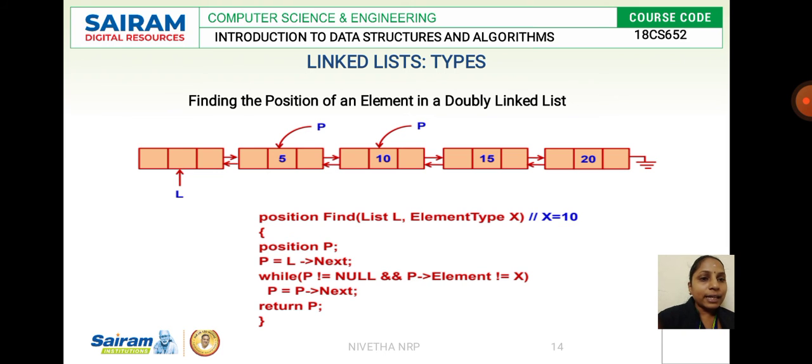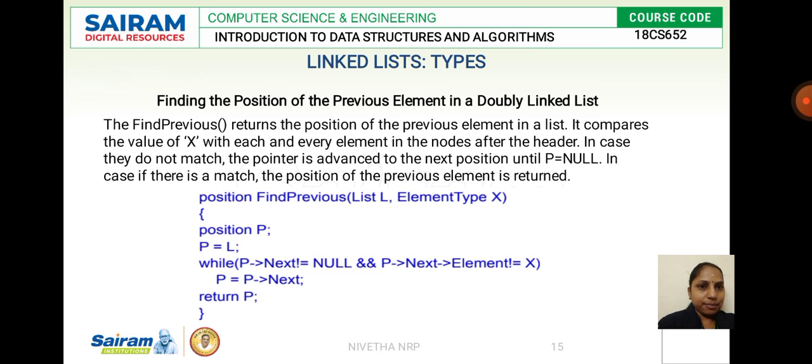Okay, and we check the condition, element is not equal to x. No, 10 is equal to 10. The condition fails here. So when the condition fails here, it will be returning P. So what will be returned here? Position 3 will be returned here. Okay, this is the code for finding the position of an element in a doubly linked list.